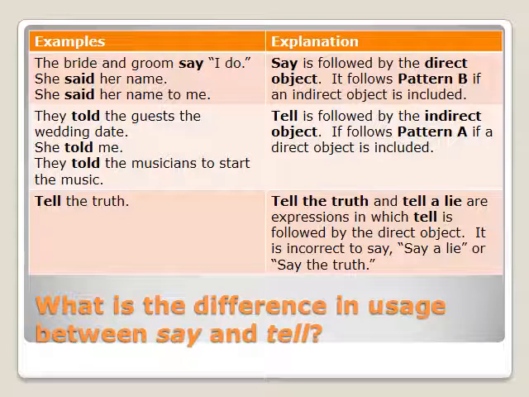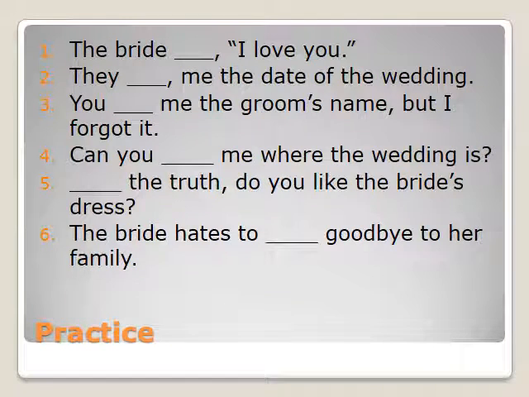There is an exception. There are 2 expressions in English that don't follow this rule. One of them is tell the truth, and the other one is to tell a lie. So in both of those, they're followed by a direct object. It's incorrect in both cases to say a lie or to say the truth. This isn't the appropriate way that we do it, even though that's the rule that we should have. So let's take a look at these ones.